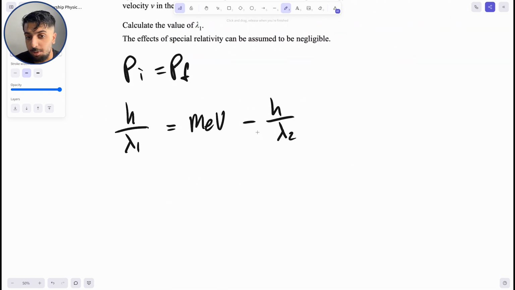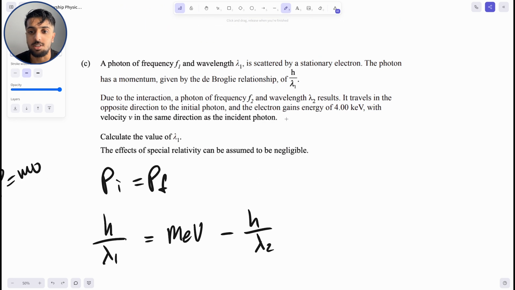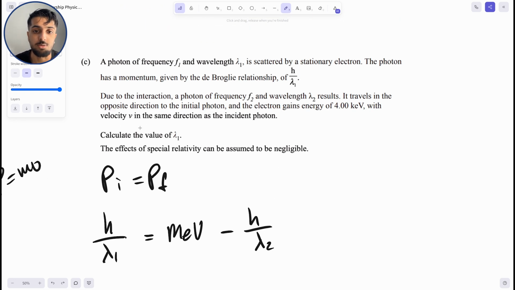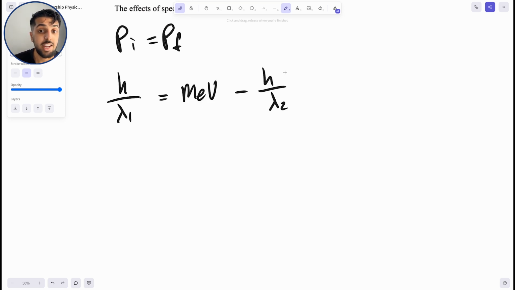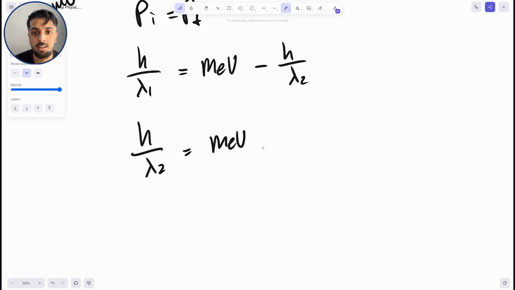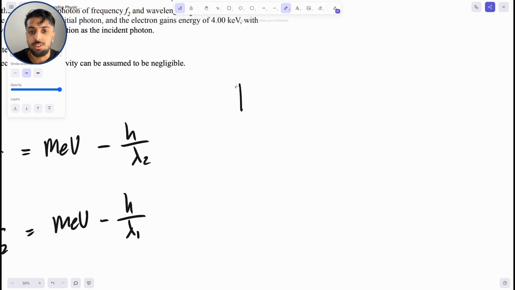And the reason why we're subtracting h over lambda2 is because momentum is a vector, and this second photon travels in the opposite direction to the initial photon. So we are going from the initial photon's reference frame, so the initial photon is positive, and therefore the second photon must be negative. Now we can rearrange this equation for the second photon, and you'll see why we've done that later. We can leave that there for now, and let's move on to our conservation of energy.